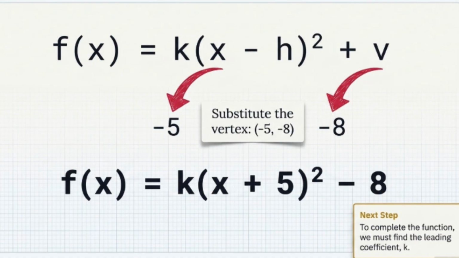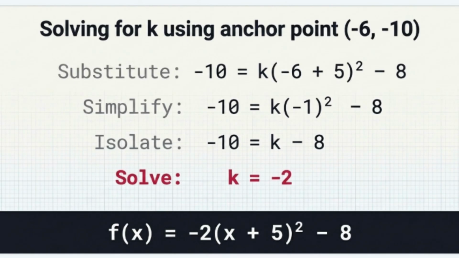Substitute the given point (-6, -10) to find the leading coefficient k. -10 equals k times (-6 plus 5) squared minus 8. -10 equals k times (-1) squared minus 8. -10 equals k minus 8. k is -2. Write the complete function: f(x) equals -2 times (x plus 5) squared minus 8.